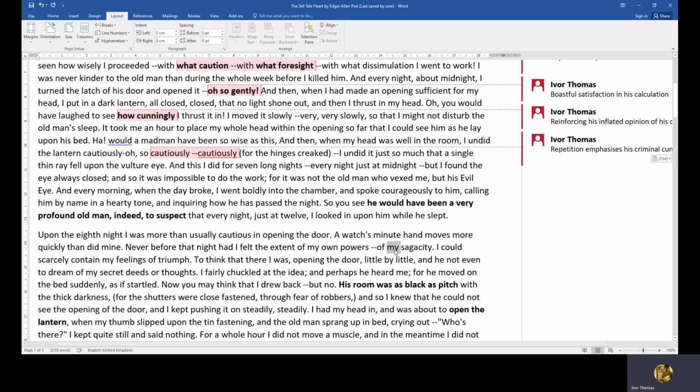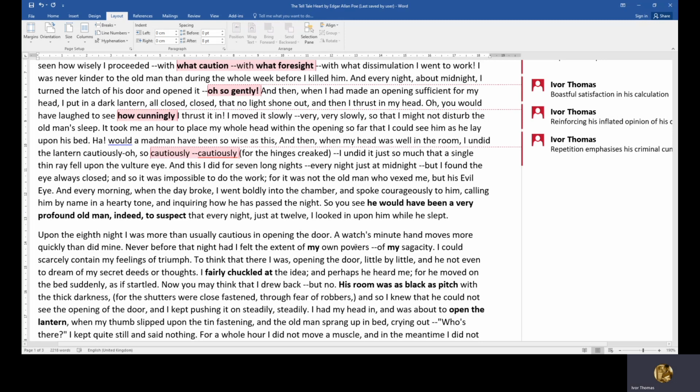The personal pronoun conveys how big his ego is, really. I could scarcely contain my feelings of triumph to think that there I was opening the door little by little, and he not even to dream of my secret deeds or thoughts. I fairly chuckled at the idea.